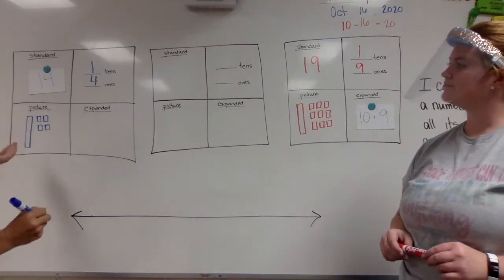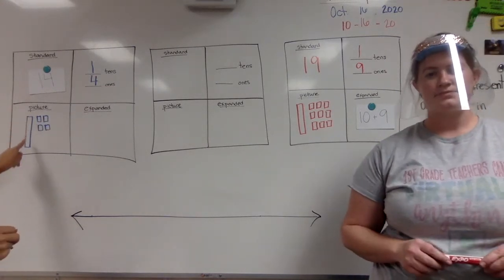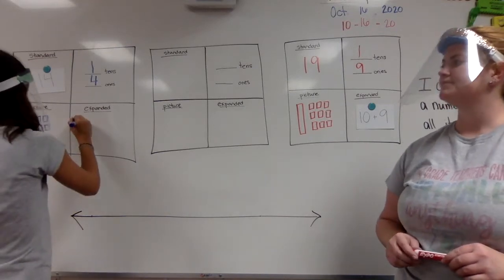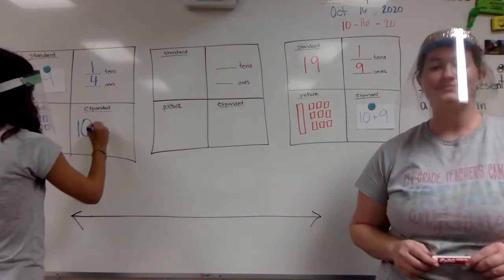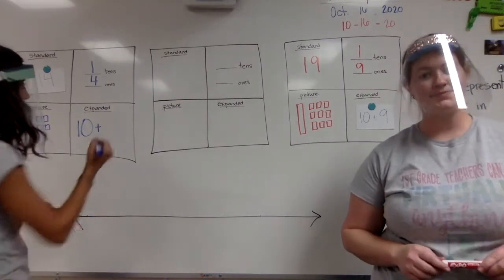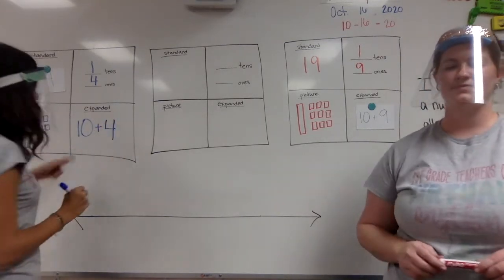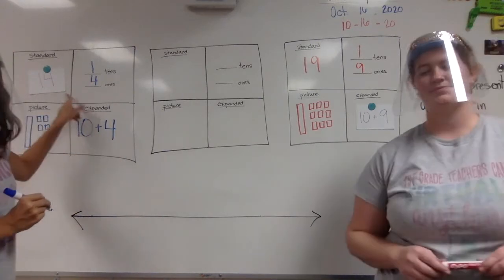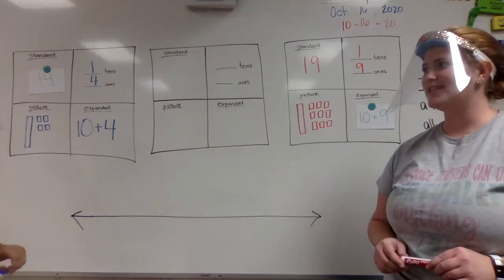And then for expanded form, I would just take how much my tens place is worth, so it's worth 10 blocks, and I would add it to how much my ones are worth, which is 4, and 10 plus 4 equals 14.